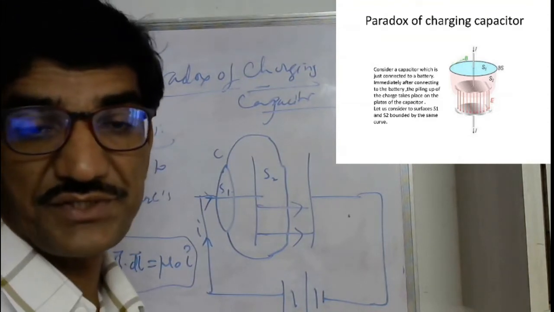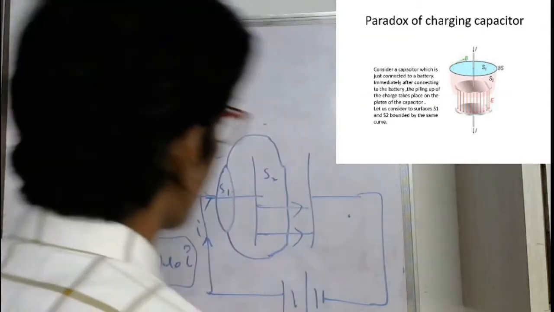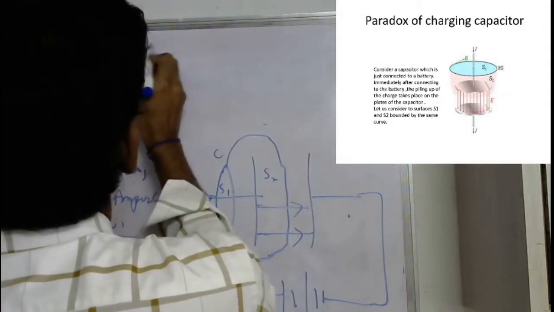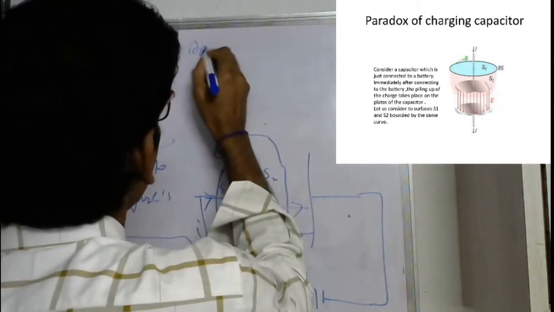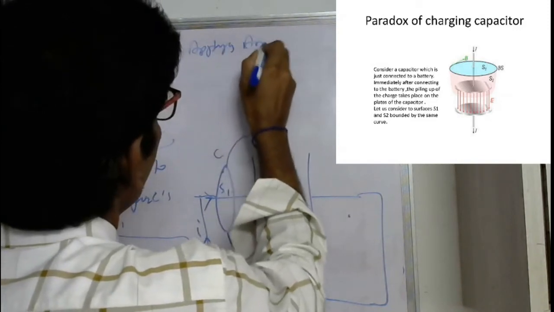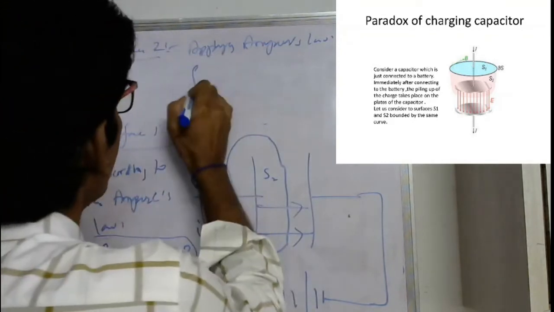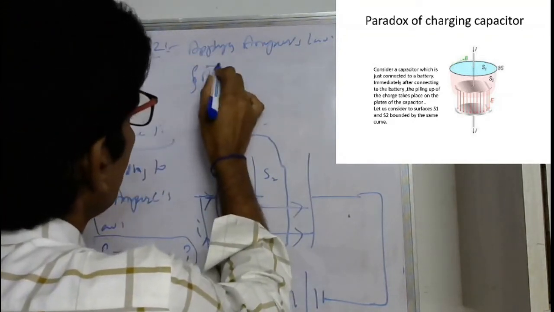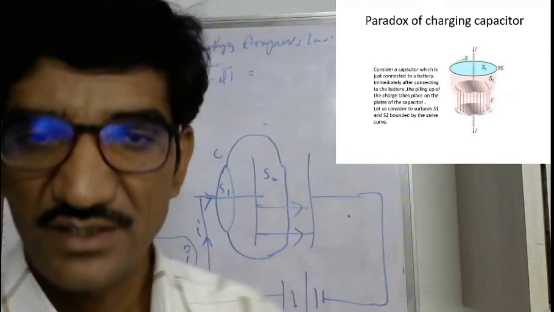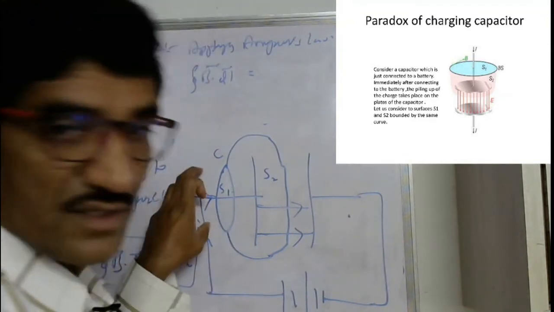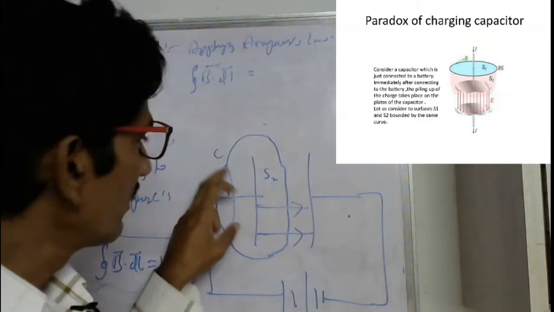Next, let us go for surface 2. Applying Ampere's law here will give the integral of B dot dl equal to how much? How much current is bounded by this surface?